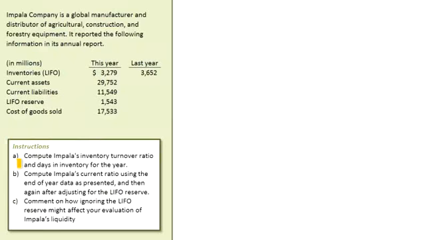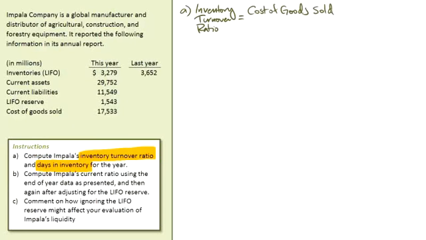Part A. Compute Impala's inventory turnover ratio and days in inventory for the year. The inventory turnover ratio equals cost of goods sold divided by average inventory. It essentially means how many times did our inventory get sold throughout the year. To compute this, we'll look at the value of our cost of goods sold, as well as the inventory balances at the beginning and ending of this year.